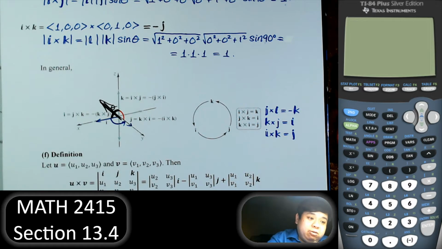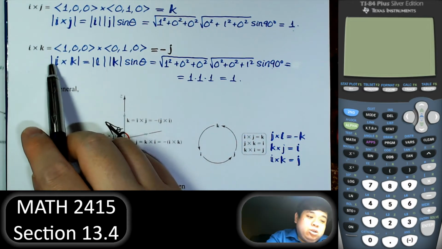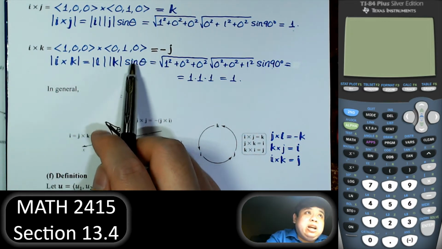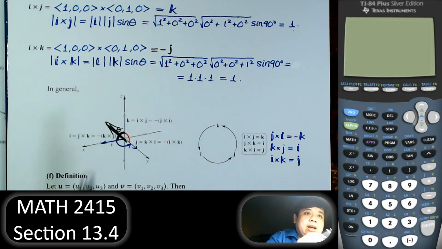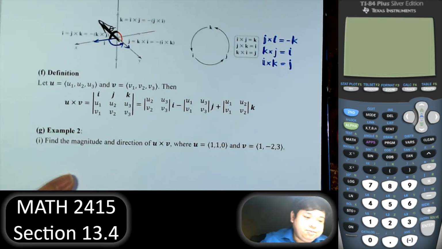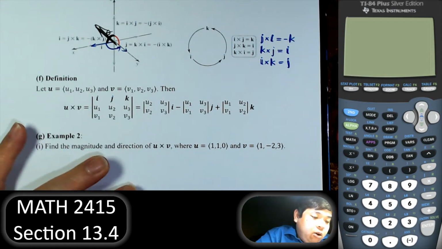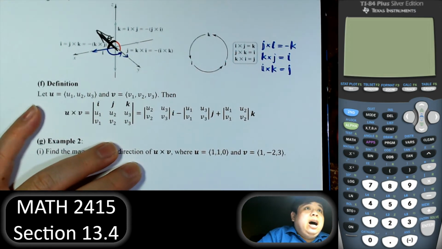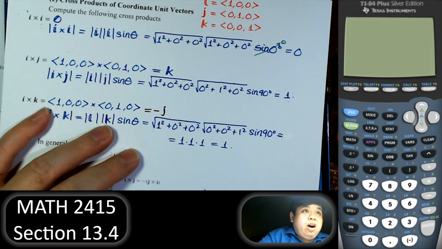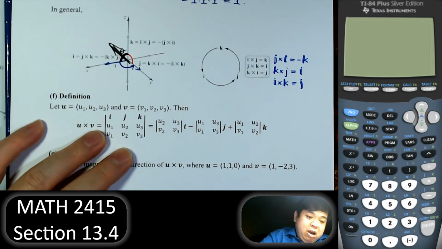Before we go any further, I said the magnitude of the cross product, whatever the angle is, has to be positive. But in the dot product, the angle can be negative. It doesn't matter. Now, luckily we don't have to use this to find the cross product. We have a better way.